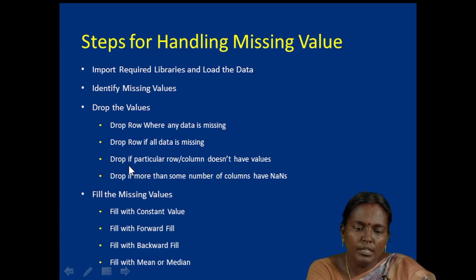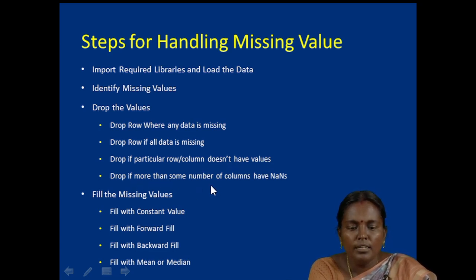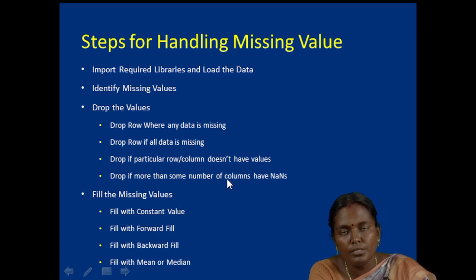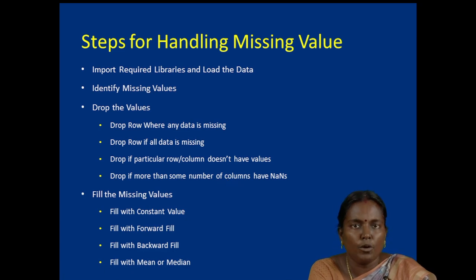The next one is you can drop the particular row or column if it doesn't have any value. Or the other thing I can do is, if many columns have missing data, then I can drop it. This could be done by setting the threshold value in dropping.